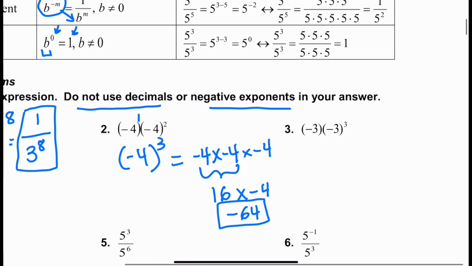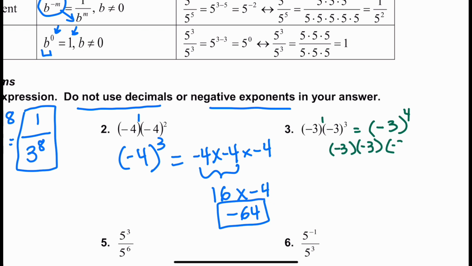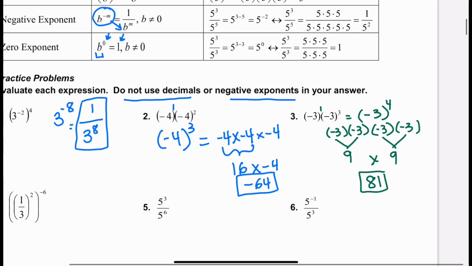Now, -3 to the first times -3 to the third, that's going to be the same as saying if we add those exponents, it would be -3 to the fourth. So what that means is negative 3 times negative 3 times negative 3 times negative 3. Negative 3 times negative 3 is positive 9. Negative 3 times negative 3 is positive 9. 9 times 9 is 81. So this would equal a positive 81.